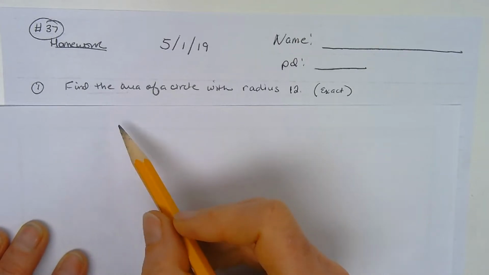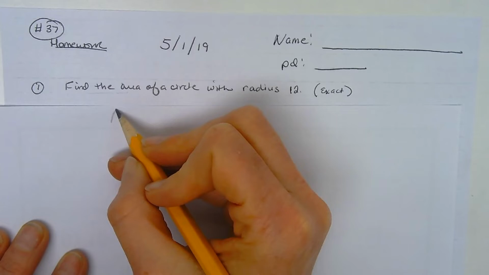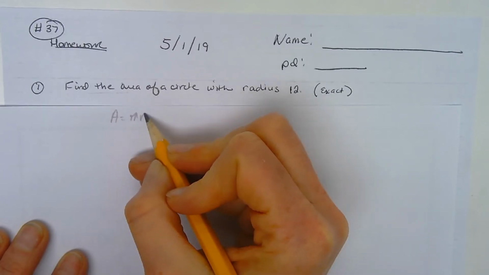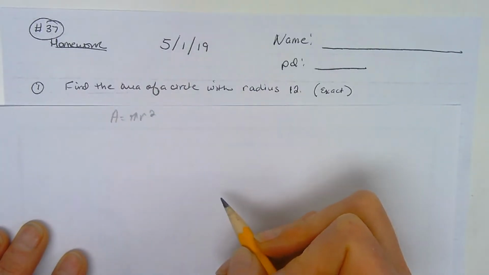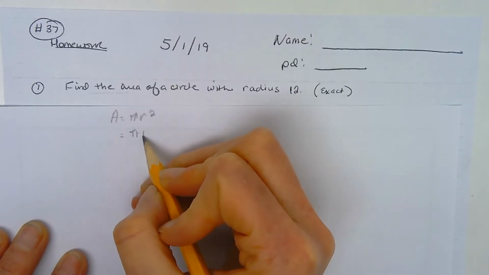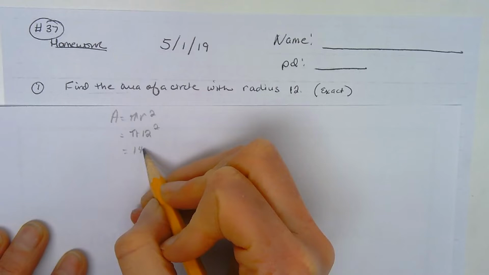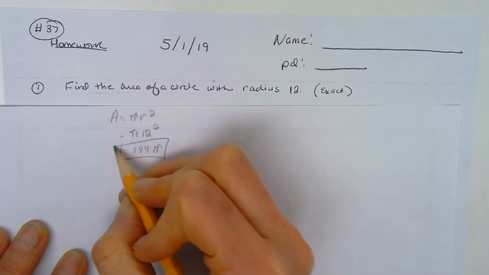Number 1, find the area of a circle with radius 12. Area of a circle equals pi r squared. If the radius is 12, then area equals pi 12 squared. 12 squared is 144, so the exact area is 144 pi.